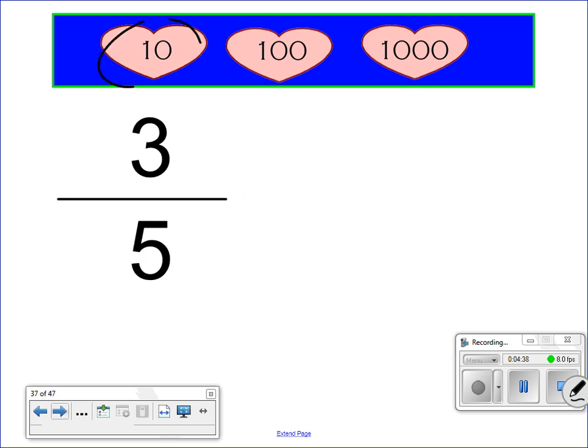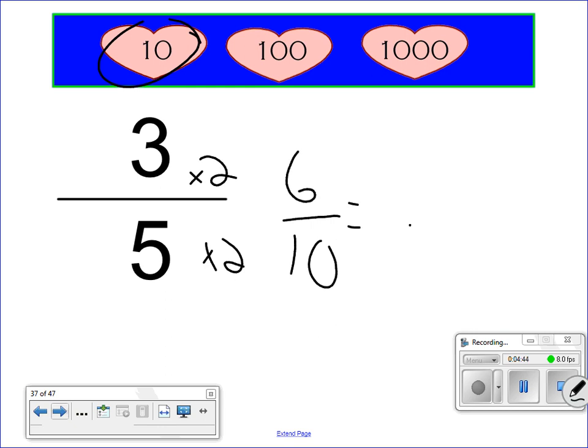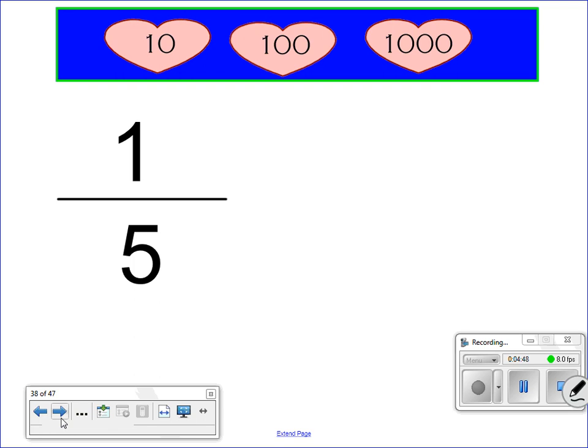Can 5 go into 10? It sure can. We got a 10 here. Boom. Times 2 times 2 gives me a 6. This would be 6/10, or 0.6 as a decimal. Going into 10. Times 2 times 2 gives me 2/10.